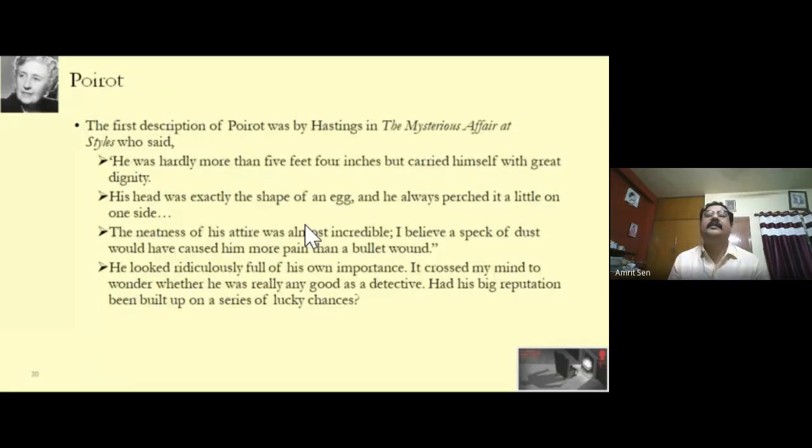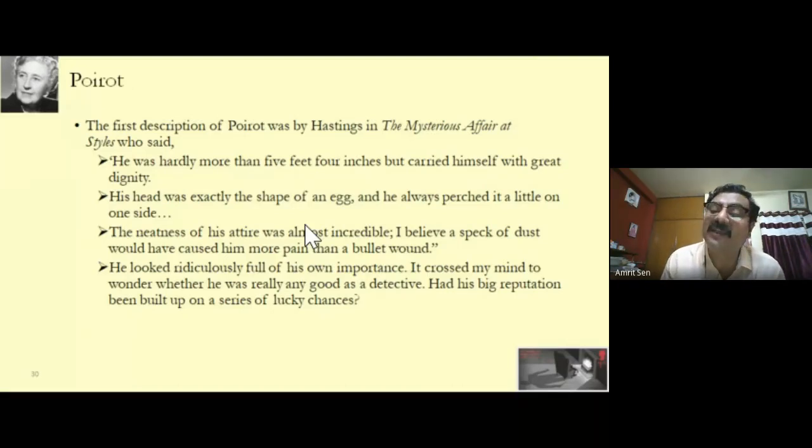Now, the Poirot's first appearance is in a novel called The Mysterious Affair at Styles, right? And he's described in these terms. He was hardly more than 5 feet 4 inches, but carried himself with great dignity. So the detective has the possession of intelligence and dignity. Head was exactly the shape of an egg. The neatness of his attire was almost incredible. I believe a speck of dust would have caused him more pain than a bullet.